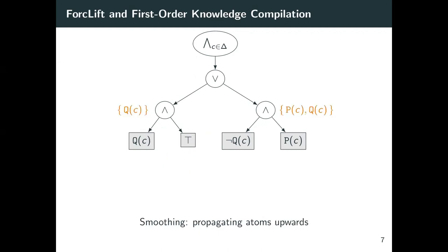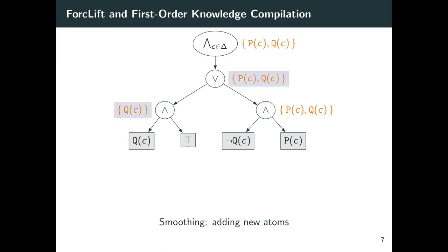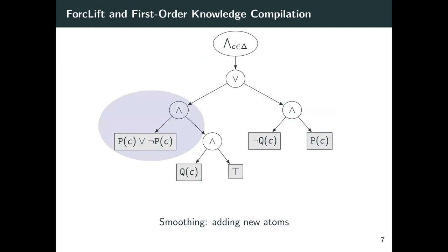Next, we do smoothing, where we propagate atoms upwards. This is particularly relevant for the weighted setting to preserve weights of predicates, but it's also important for the unweighted setting as well. So we propagate sets of atoms upwards, and we notice that P of C exists on the right, but not on the left. So to preserve P of C, we introduce this new smoothing node that just says P of C or not P of C.